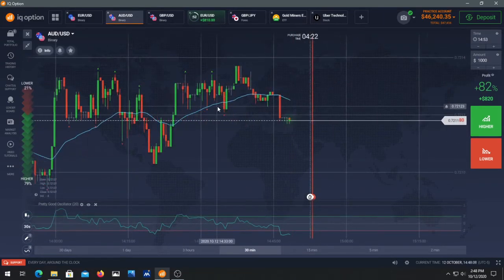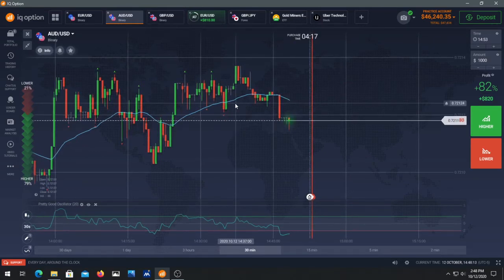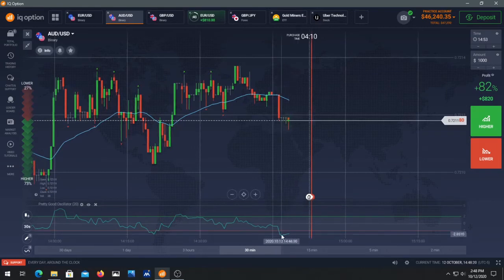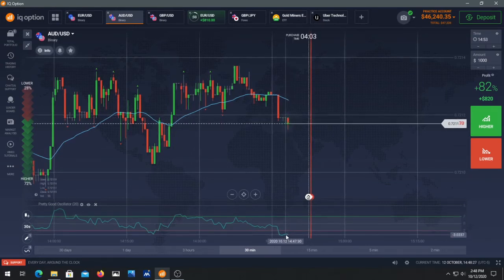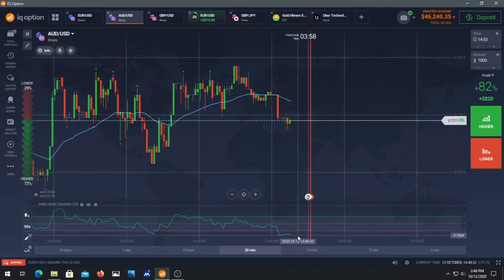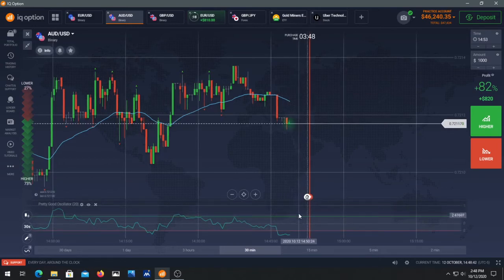As I said, with this strategy you have to be very patient. It's a patient strategy, so you can't be too quick to call your trades. Really and truly we are waiting on when this line here starts to cross this line, the red line or the green line. If it's going up, that means we enter a buy trade. If it's heading down across the red, we enter a sell trade. If it's heading up across the green, we enter a buy trade, and if it's heading down across the green, we enter a sell trade. So that's how we use the pretty good oscillator.